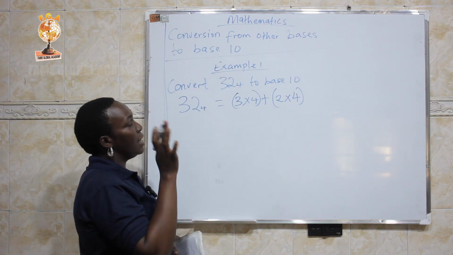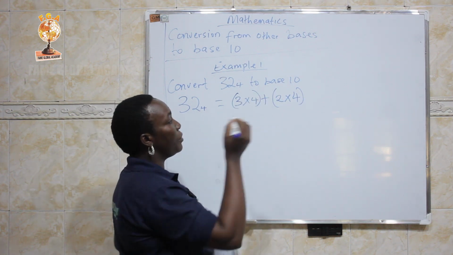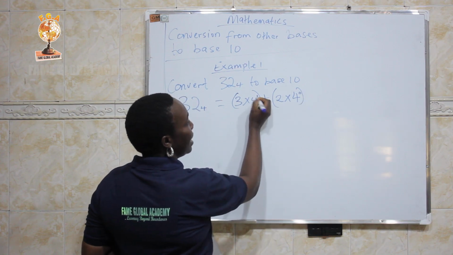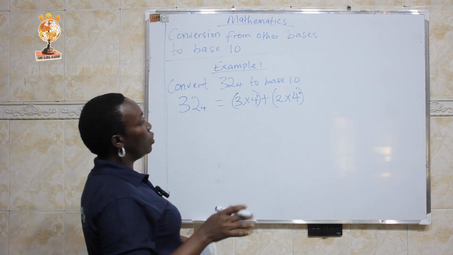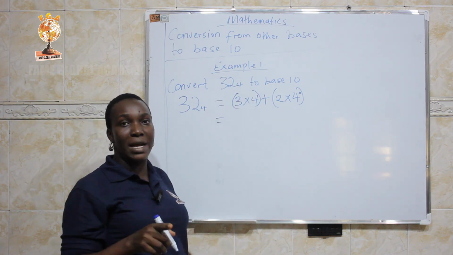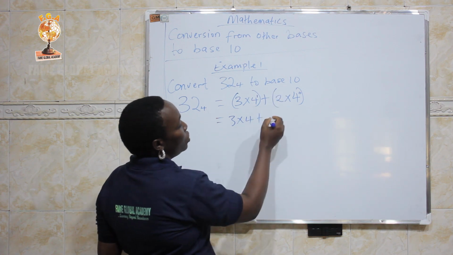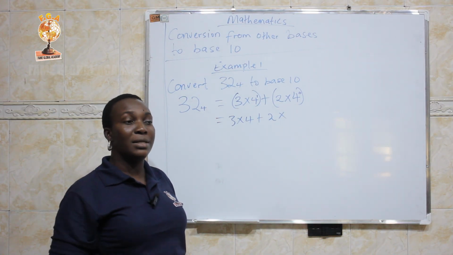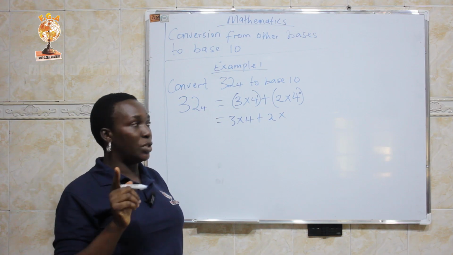Then after that, you put the powers of your base, starting from 0. So this first 4 will be raised to the power of 0, this one will be raised to the power of 1, and assuming there is another one, that one will be raised to the power of 2. Okay, so let's start. We have 3 times 4 raised to the power of 1, which is 4, plus 2 times 4 raised to the power of 0, which is 1. In mathematics, any number at all raised to the power of 0, the answer is 1. So take note of that.